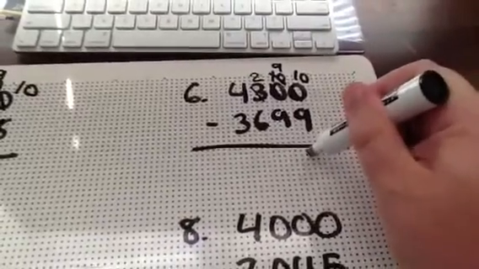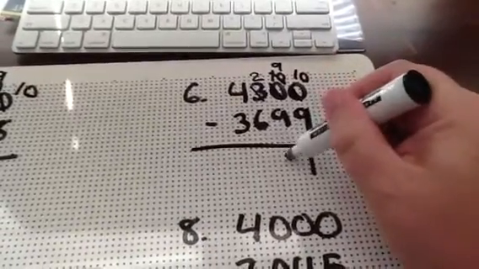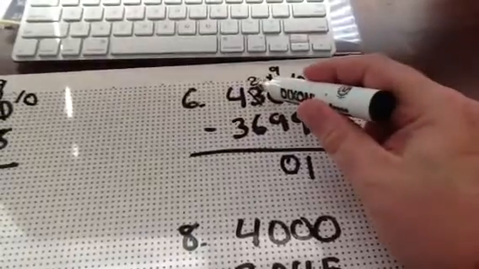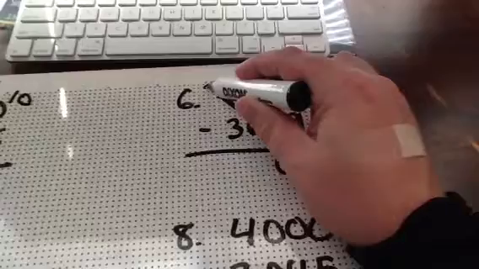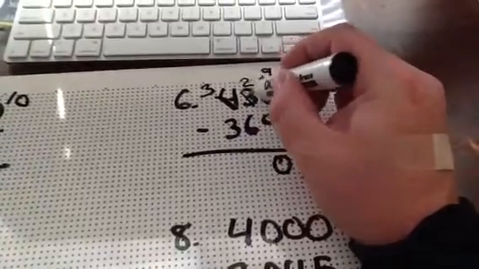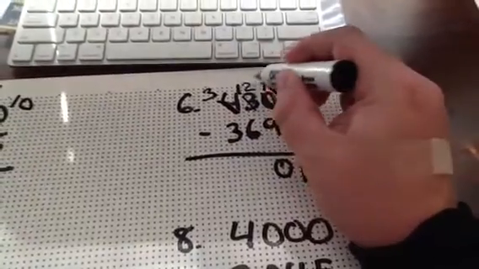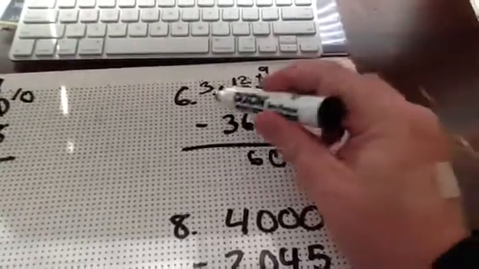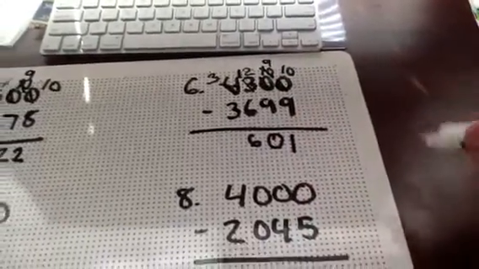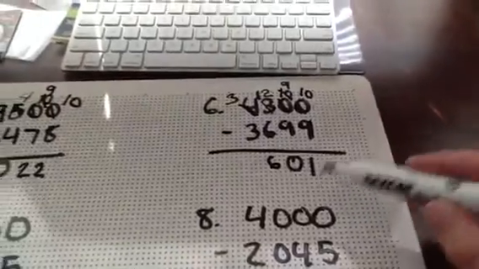10 minus 9 is 1. 9 minus 9 is 0. Now, we have 2 minus 6, so again, we're going to have to borrow because we can't take 6 away from 2. That 2 then becomes a 12. So 12 minus 6 is 6. 3 minus 3 is 0. So our final answer is 601.